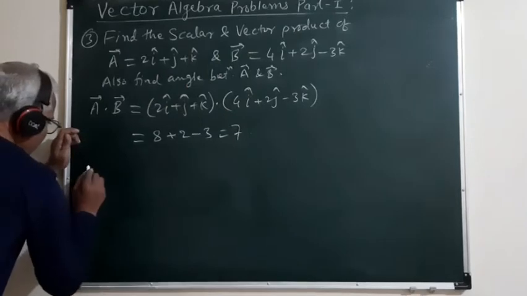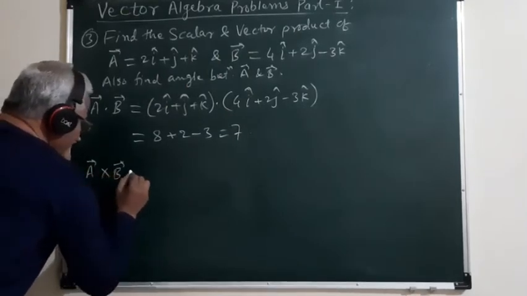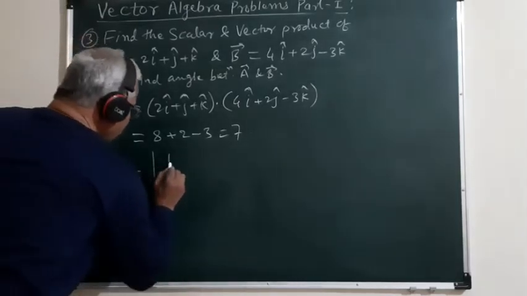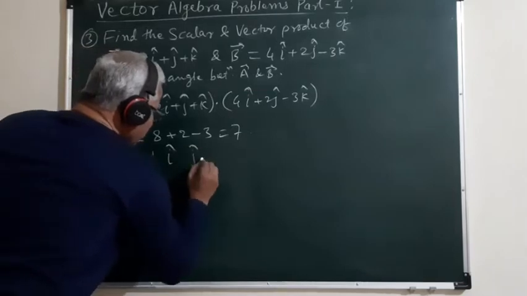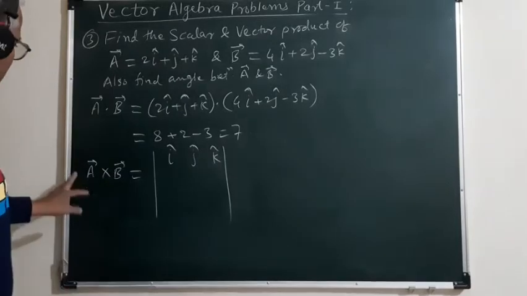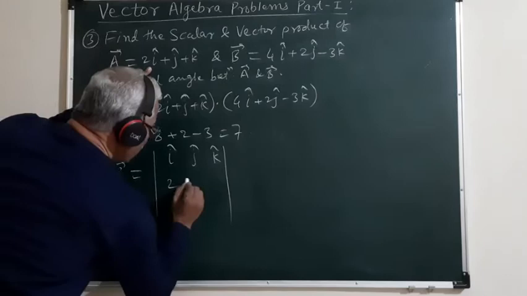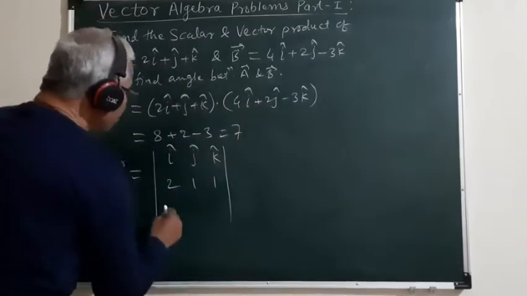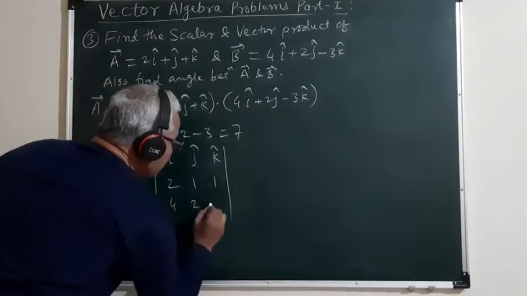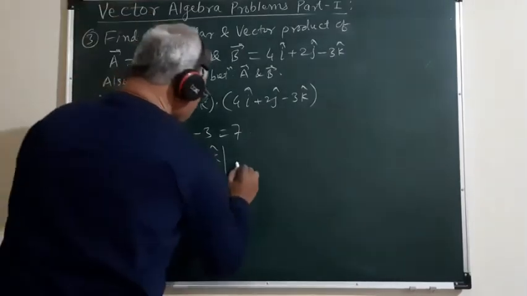Similarly, we can find out the cross product of a bar and b bar, that is the vector product of a bar and b bar, which is given in the form of a determinant. The first row of the determinant is the unit vectors i, j, k. The second row is the components of the first vector in the product, that is 2, 1, 1. And the third row is the components of the second vector in the product, that is 4, 2, minus 3.